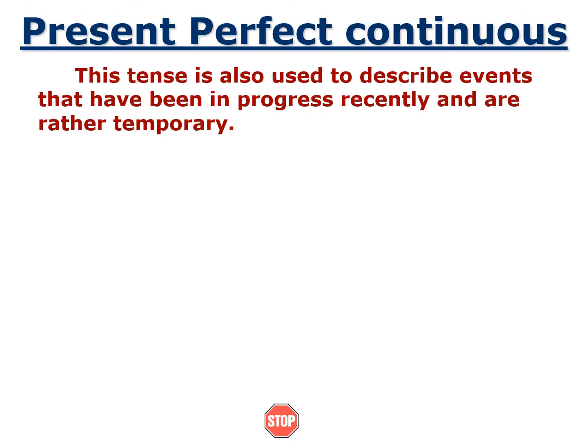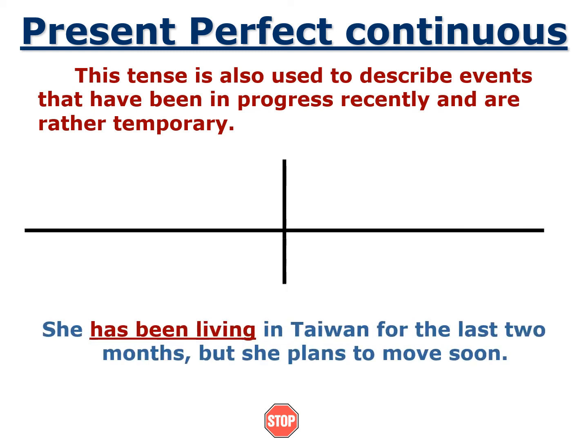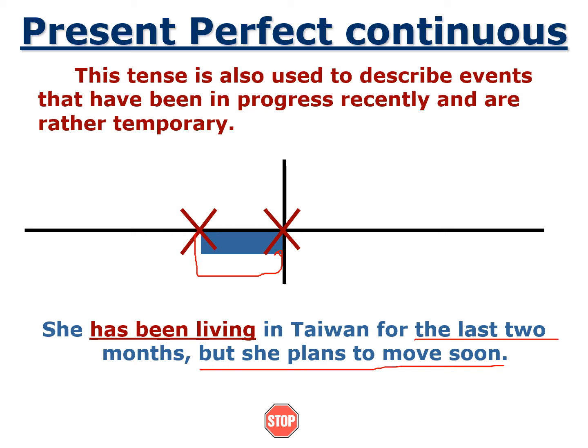The present perfect continuous is also used to describe events that have been in progress recently and are rather temporary. She has been living in Taiwan for the last 2 months, but she plans to move. Again, it's something that has been in progress and is temporary. Okay, she has been living in Taiwan for the last 2 months. Again, time is mentioned here.